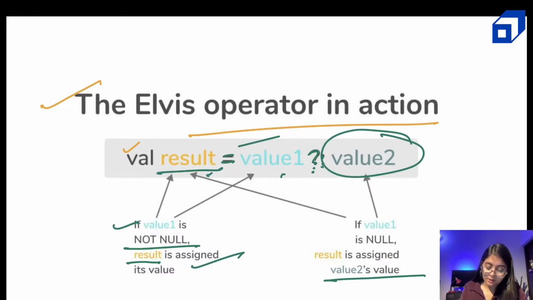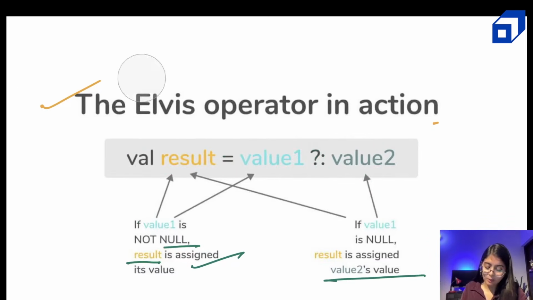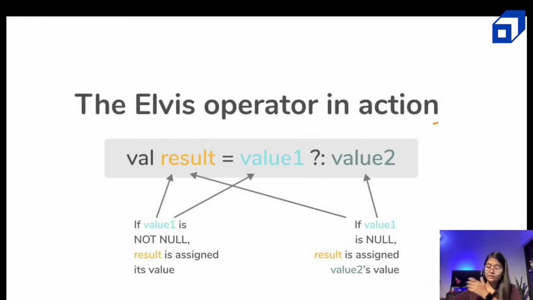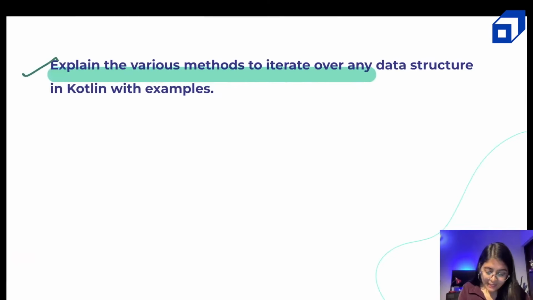Okay, so that's how the Elvis operator looks, and that's how it's used in programming. This is the syntax. You have seen it in action as well, right? Perfect. And moving ahead, explain the various methods to iterate over any data structure in Kotlin with example.